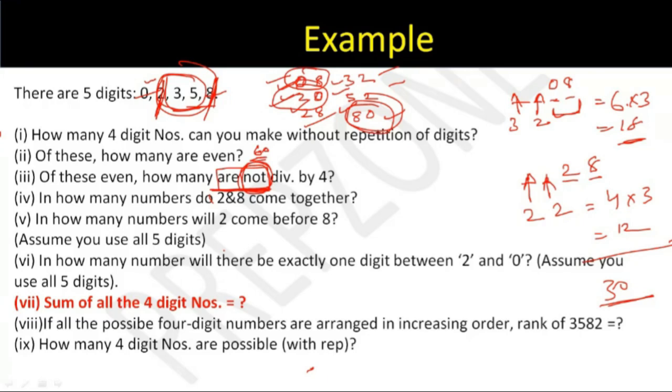This is an important concept and this particular question is extremely important for you to understand PNC. Perfect. So we have done the third question as well. The fourth one is really interesting. I'm excited to see how many of you can crack the fourth question. And how many numbers do 2 and 8 come together?